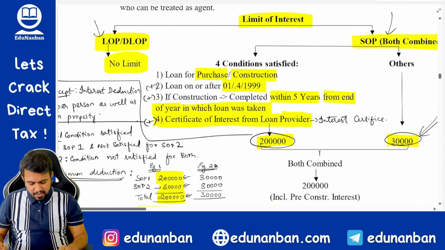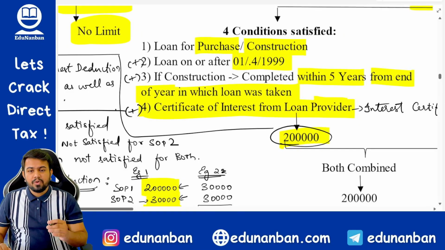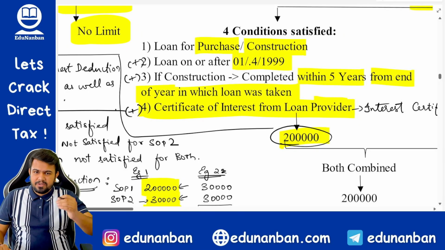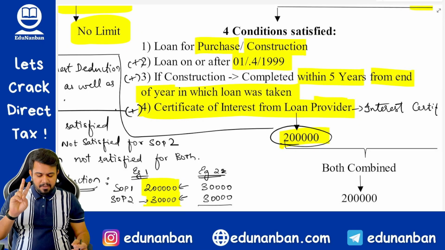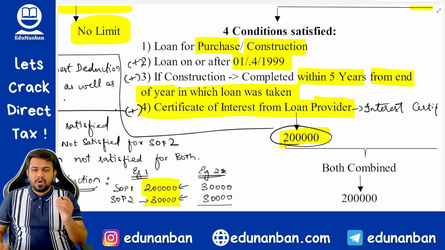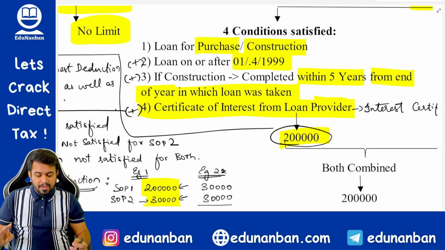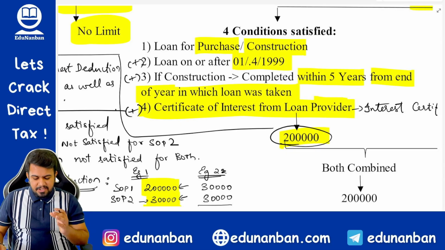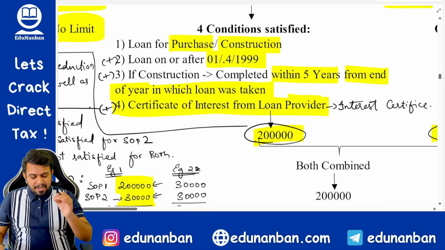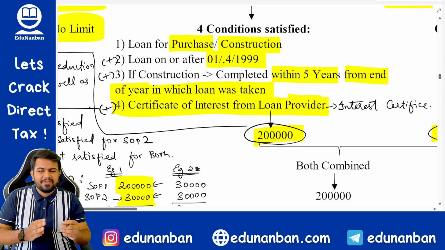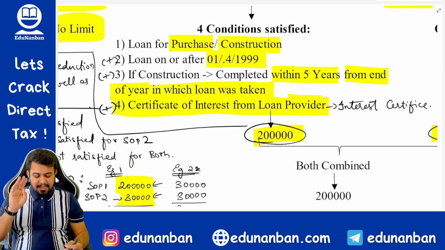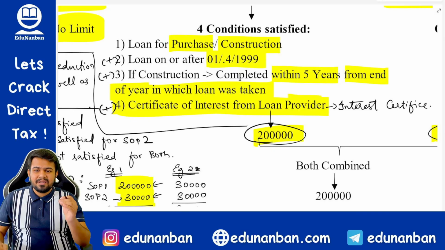What are the 4 conditions? Number 1, the loan should be taken for either purchase or construction. Condition number 2, the loan should be taken on or after 1/4/1999. Number 3, if it is taken for construction, then the assessee should complete the construction within 5 years from the end of the year in which the loan has been taken. And number 4, an interest certificate should be taken from the loan provider.